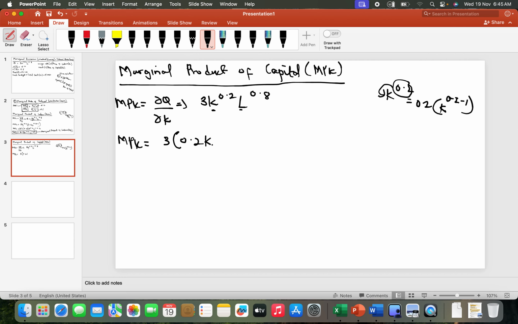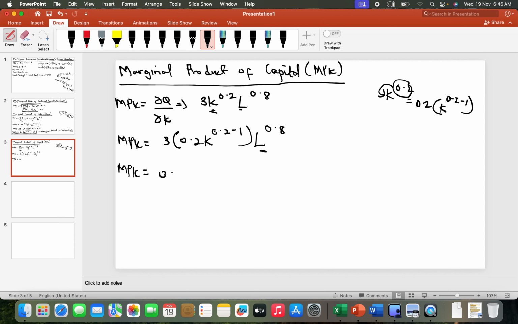Now I have this, open brackets, bring the exponent down. This is 0.2, this is K, that same exponent minus 1. This is, repeat back my labor, because it's not labor I'm finding for. So I repeat it. My focus is just what? The K. So I'll only solve the K side. So now I have MPK is equal to, I have 3 times 0.2, which will give us 0.6.